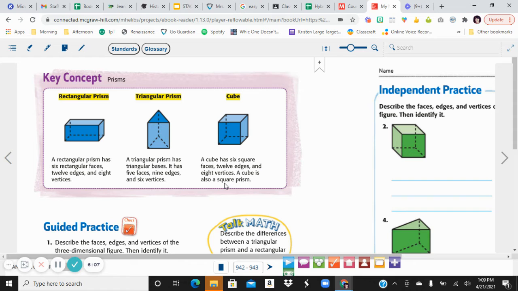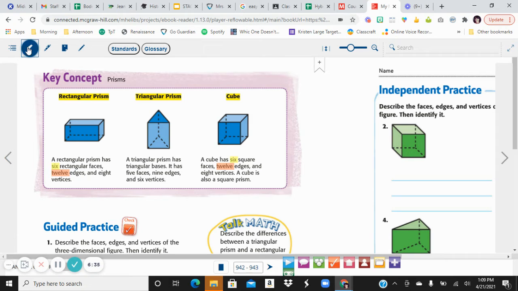A cube is also called a square prism. And you'll notice that the cube has the same number of faces as a rectangular prism, 6 faces. You'll notice the rectangular prism has 12 edges. Cube has 12 edges.